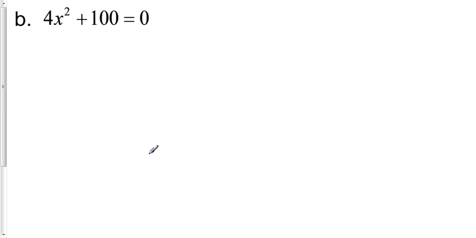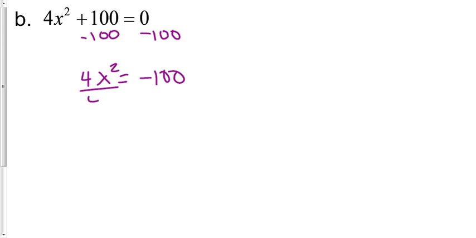Okay, one more example to show you. If 4x squared plus 100 equals 0, what are the x values? Well, I'm guessing again that there's no real solutions here, but we can find some imaginary solutions. So let's start by isolating x squared. I'm going to subtract 100 on each side. 4x squared equals -100. Divide both sides by 4. x squared equals negative 25.